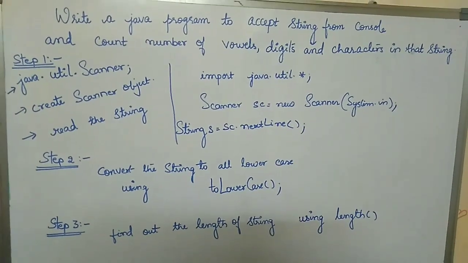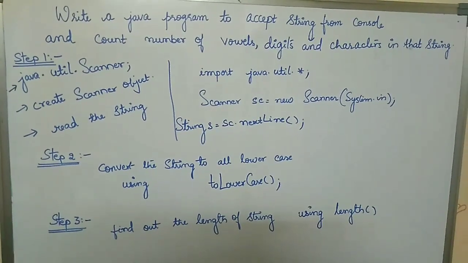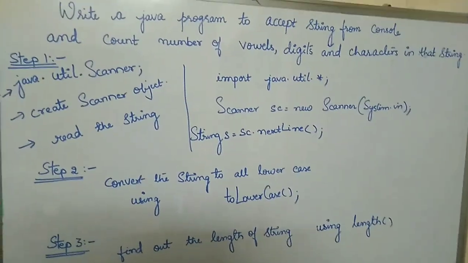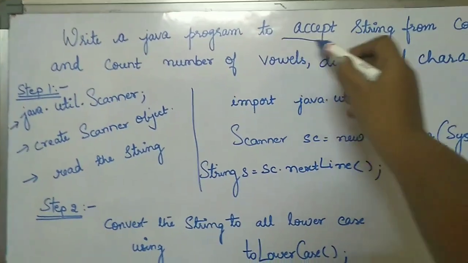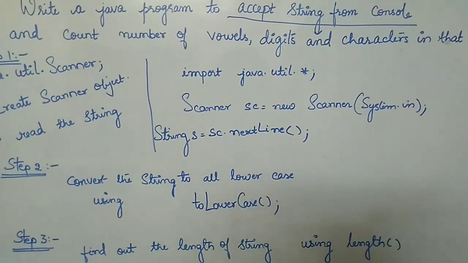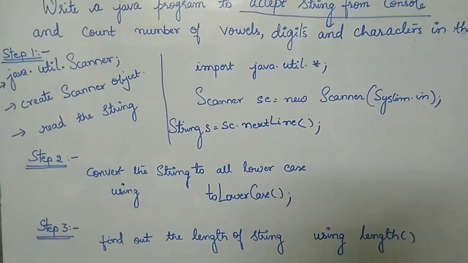Java program to accept a string from console and count the number of vowels, digits and characters in that string. Okay, so this is the program. The first step, if you look into the program, is to accept the string from console. To accept the string from the console means that you have to read the input from the user.